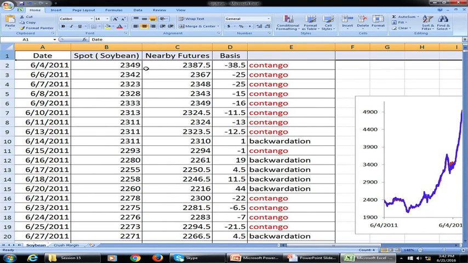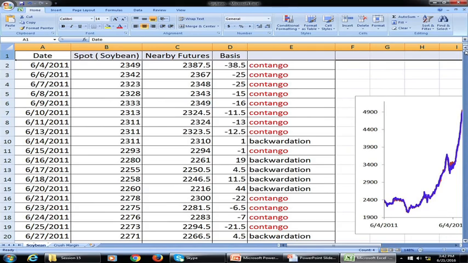You know that when spot is greater than futures, it is a backwarded market, and the reverse is a contango market. So you have a spot price available in column B, and nearby future price available in column C, and basis is spot minus futures. When basis is negative, it is a contango market, and when basis is positive, it is a backwardation market.